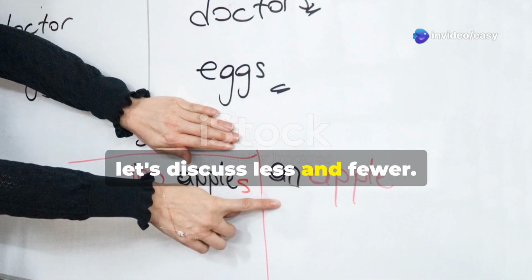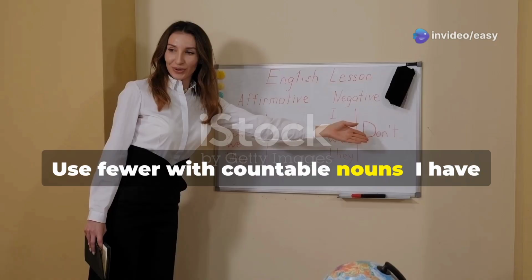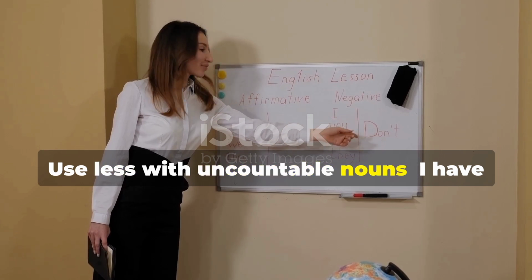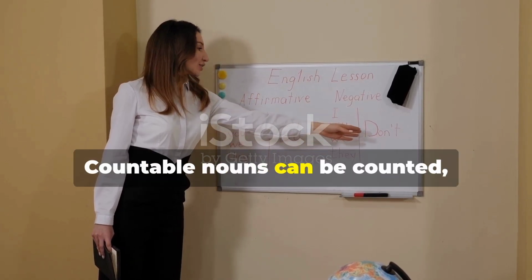Finally, let's discuss less and fewer. Use fewer with countable nouns. I have fewer apples. Use less with uncountable nouns. I have less water. Countable nouns can be counted, uncountable cannot.